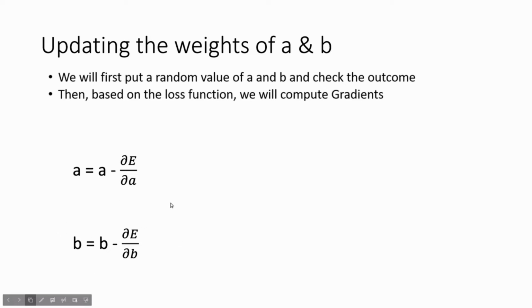Okay, so in a partial derivative, all other parameters are assumed to be constant. Then it is just the derivative of that function with respect to a, assuming all other parameters, let's say here it will be just b, as constant.